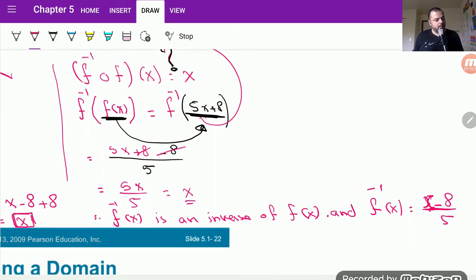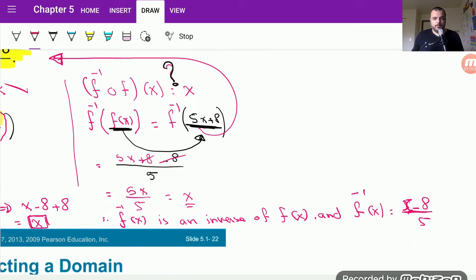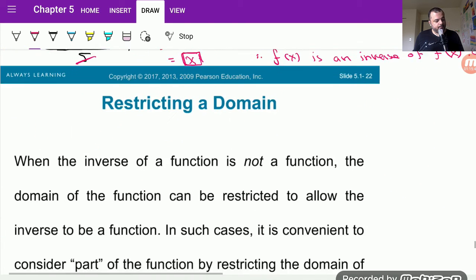Okay. So the question says, show that the f inverse is equal to x minus 8 over 5. Then we show that it is the inverse and it's equal to x minus 8 over 5.